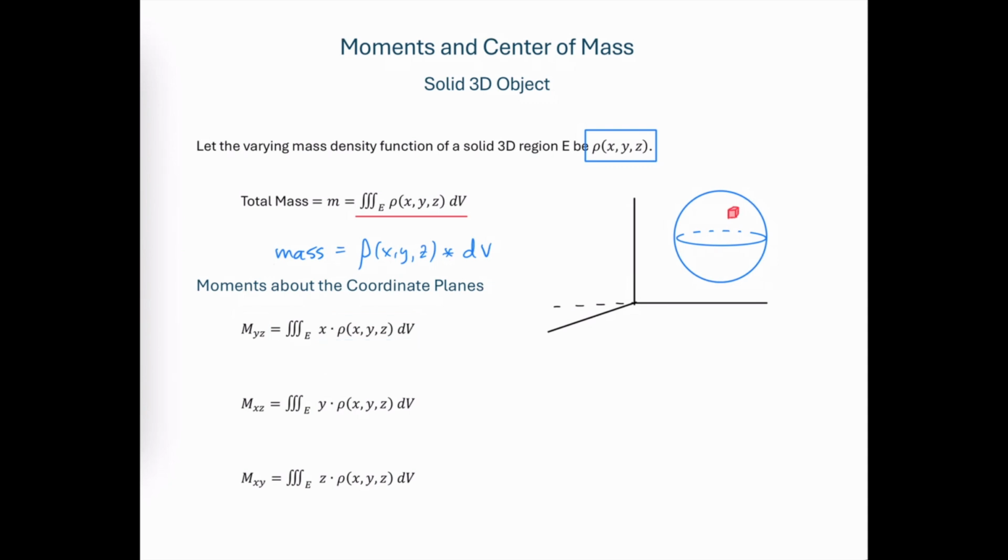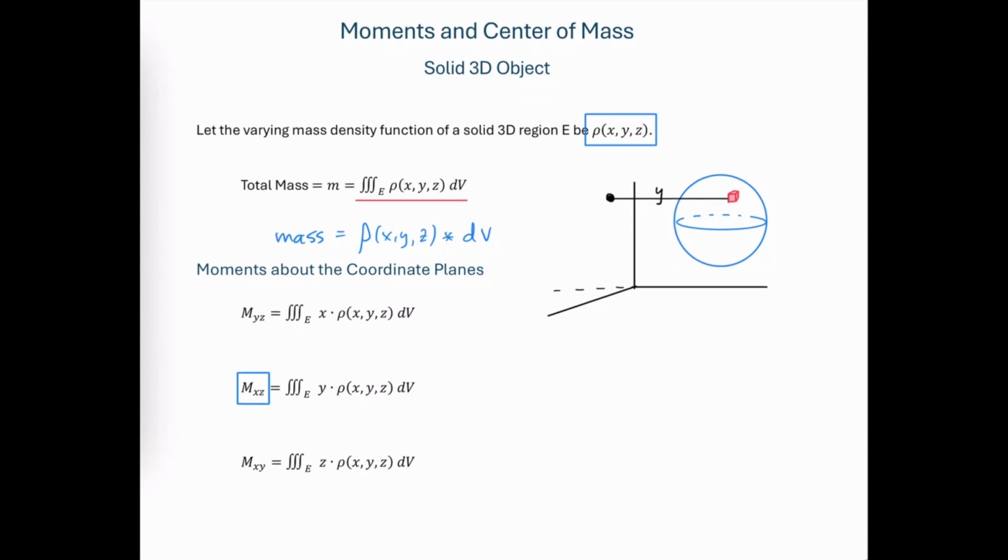To get the tendency to rotate about the XZ plane, we consider the distance that our block is away from that XZ plane, which is a y coordinate. So this moment is that distance multiplied by the mass of the block. And then to get the moment about the XY plane, or the tendency to rotate about that XY plane, we take into consideration a distance, which is a z coordinate, and that moment is going to be calculated by looking at that distance multiplied by the mass of the block.